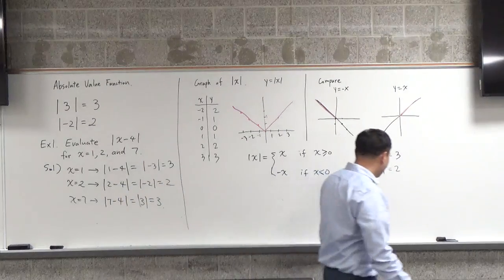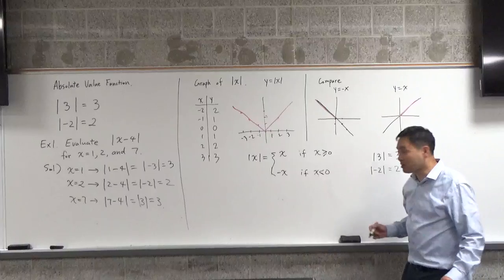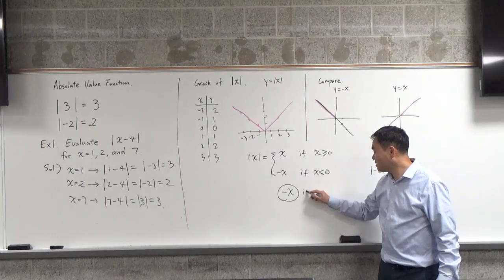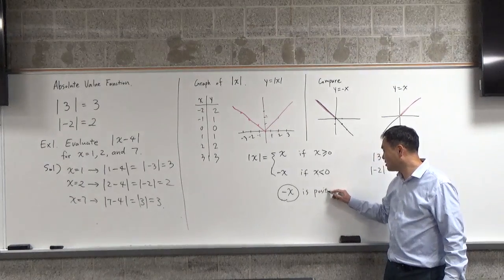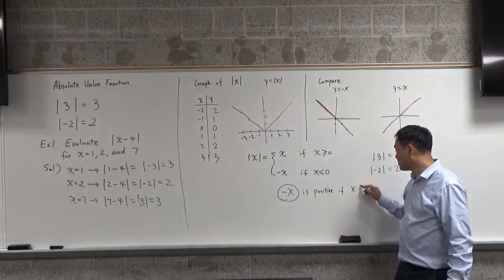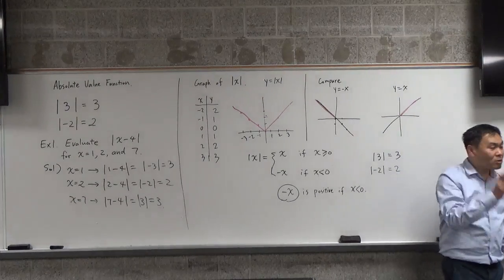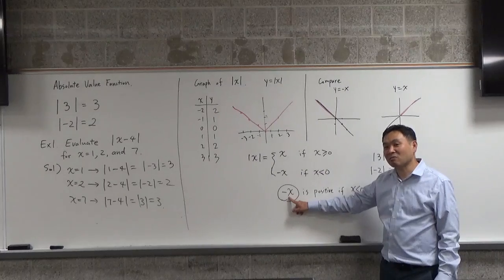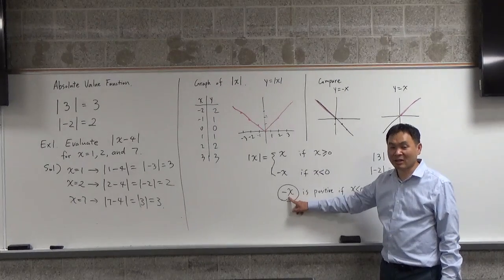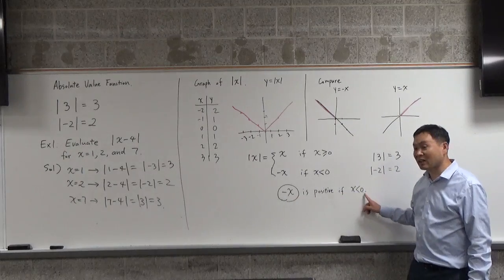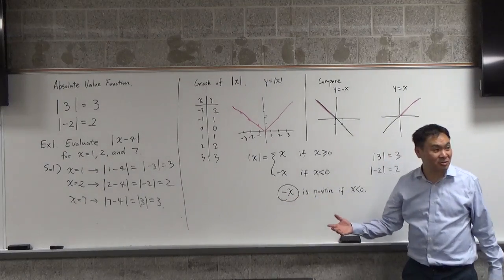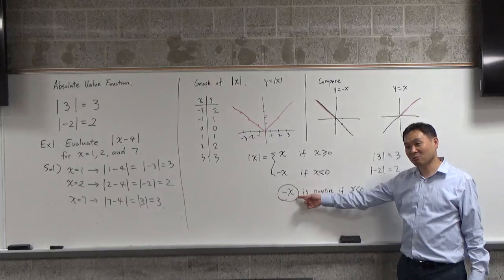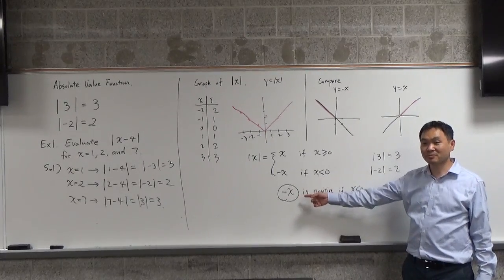So one thing you have to be careful about when you read this definition is that this negative x is positive if x is less than 0. In other words, don't be fooled by how it looks. This blatantly looks like a negative number, but no, it isn't. Why not? Because if x is negative, then the negative of a negative number is positive. So it looks like a negative number, but it's really a positive number taking some strange shape. You get that? Okay.